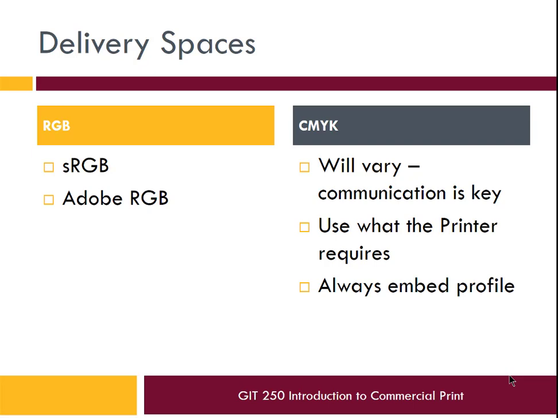If your print shop doesn't know or doesn't tell you or just says CMYK and doesn't give you any specifics, then you're going to choose something simple like SWOP, standard web offset printing. But again, it's important to ask. Just find out, what do you want? Do you guys want an Adobe RGB file? Do you want a CMYK PDF?